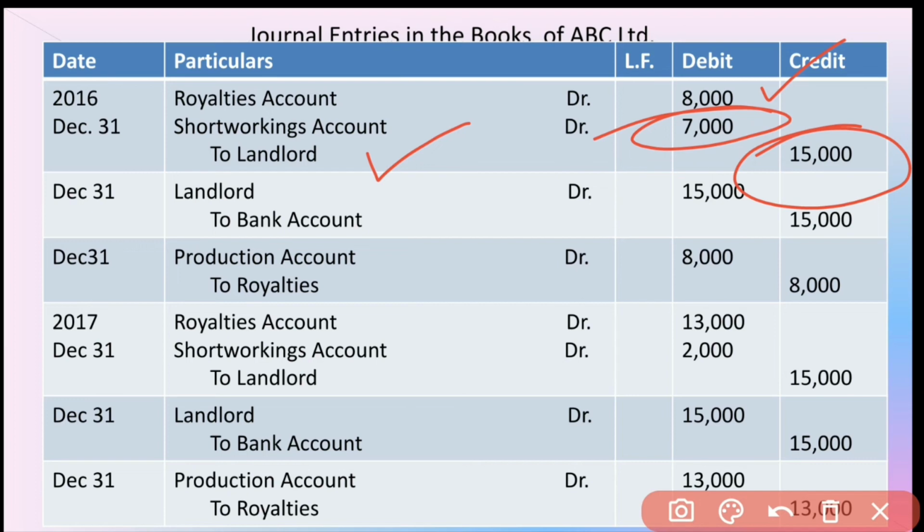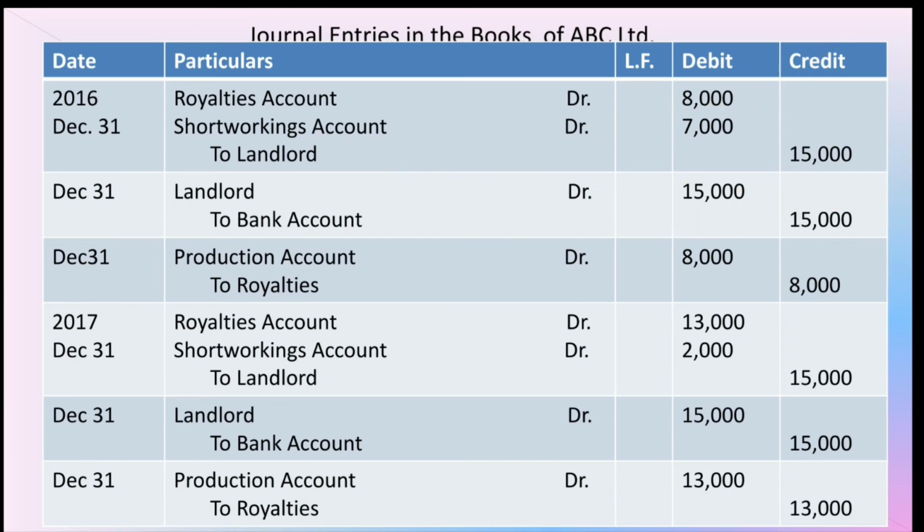Next entry, whenever we make the payment to the landlord, landlord account debit to bank account, 15,000 was paid entirely to that. Then the production account: 8,000 was my expense, that is to be treated as the production account, that is the expenses to the royalty account. Is that clear?